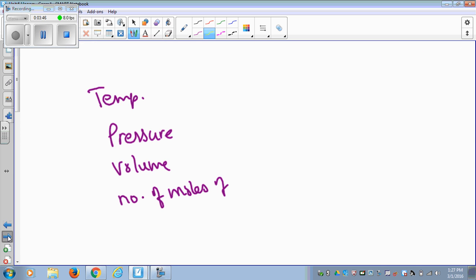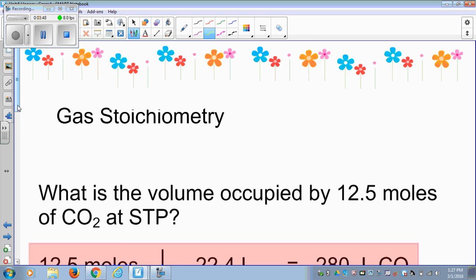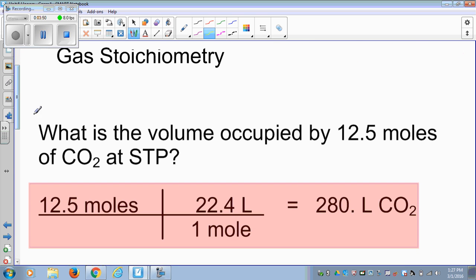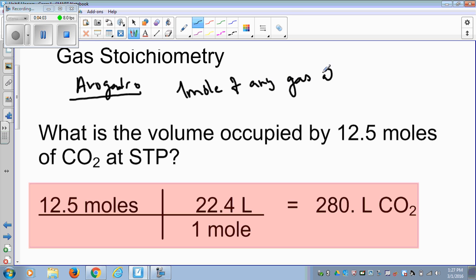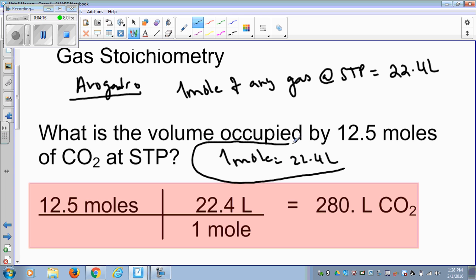The next thing we want to talk about is gas stoichiometry, or the volume of a gas. We have learned this before: Avogadro was the scientist who gave us this relationship. According to Avogadro, 1 mole of any gas at STP, which is standard temperature and pressure, takes a volume of 22.4 liters. So 1 mole is equal to 22.4 liters.